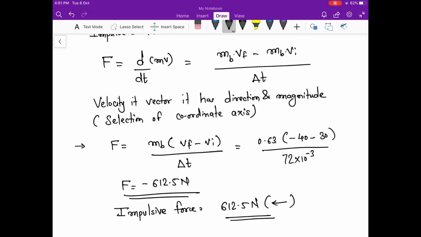So that's all. That's the simple example for this topic, that is impulse or impulsive force, and we'll solve a few more examples in the next videos.